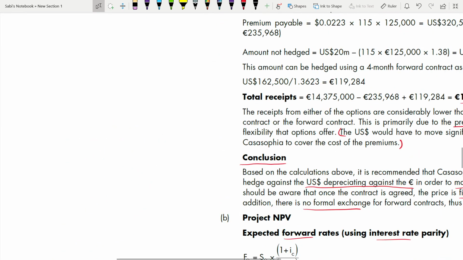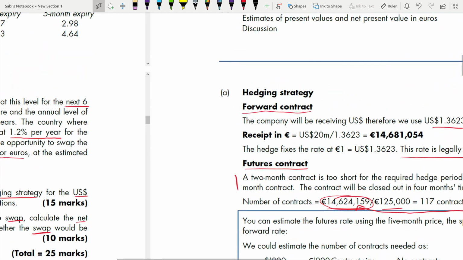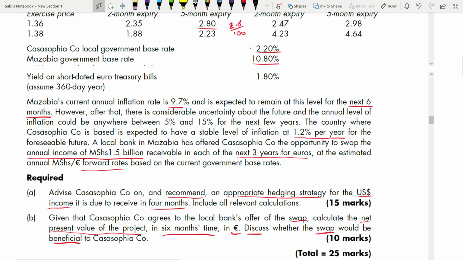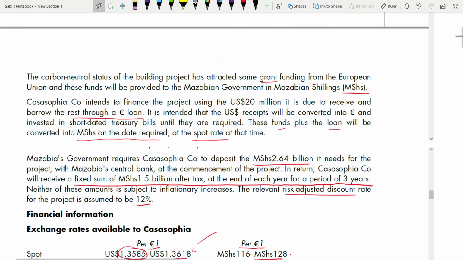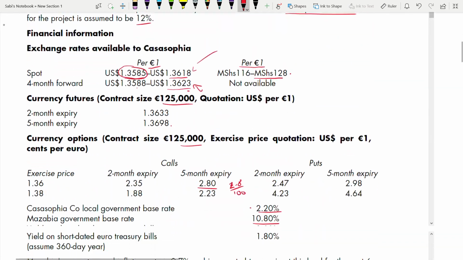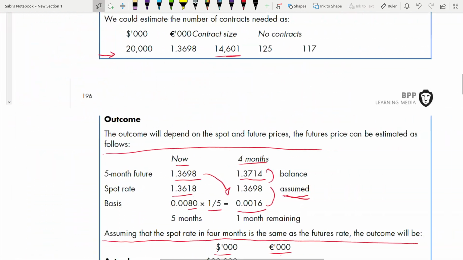Every case study is different. The way they mention initial investment is different. Here they didn't say initial investment. Here they just told Mazabia's government requires Casasophia to deposit 2.64 billion. That requires means Casasophia has to pay. So that 2.64 itself is the initial investment.